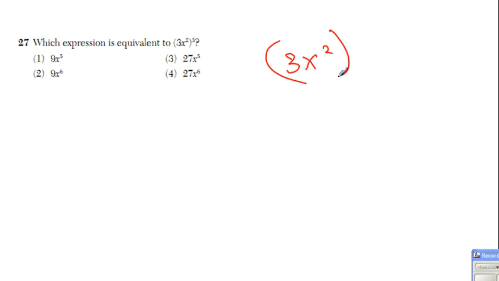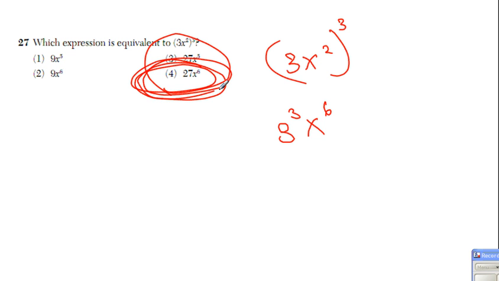3x squared, according to the third power. This third power will affect the regular number to the third power, and for x, the exponents multiply and become 6. So we have 3 to the third power and x to the 6. 3 to the third power becomes 27. For the exponents, we multiply them instead of adding them. Therefore, we will have number 4 as our answer.